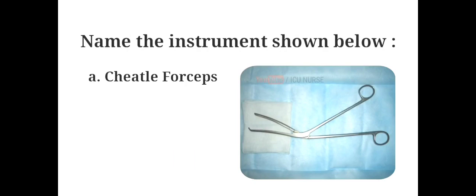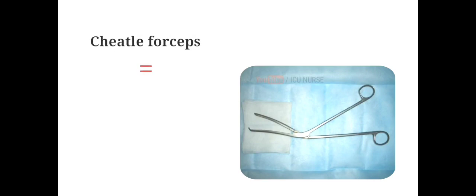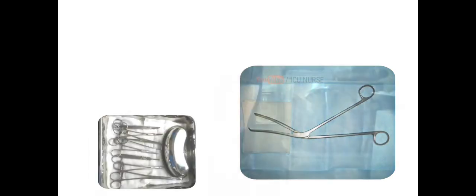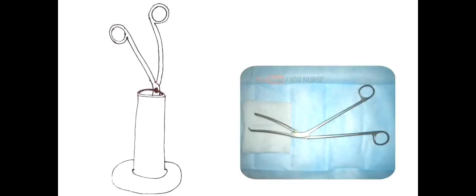Name the instrument shown below. A. Chittle forceps, B. Speculum, C. Retractor, D. Thumb forceps. And the answer is A. Chittle forceps. Chittle forceps is also called Chittle sterilizer forceps. Chittle sterilizer forceps are used to remove sterilized instruments from boilers and formalin cabinets. They are used to ensure that as each item is removed, others are not infected. The forceps are placed in a container of methylated spirits when not in use.